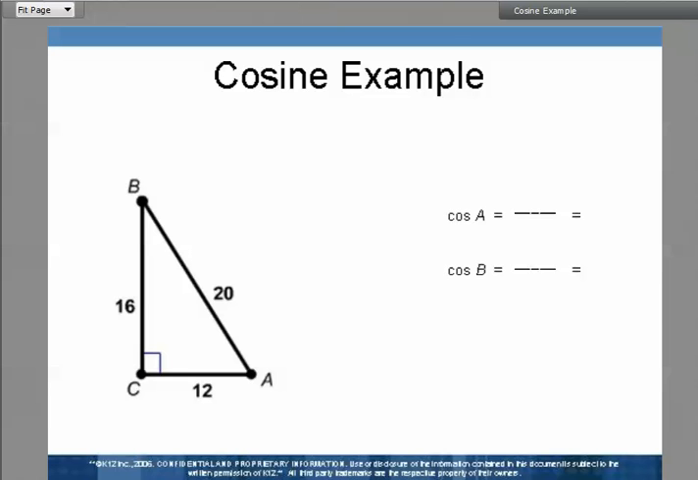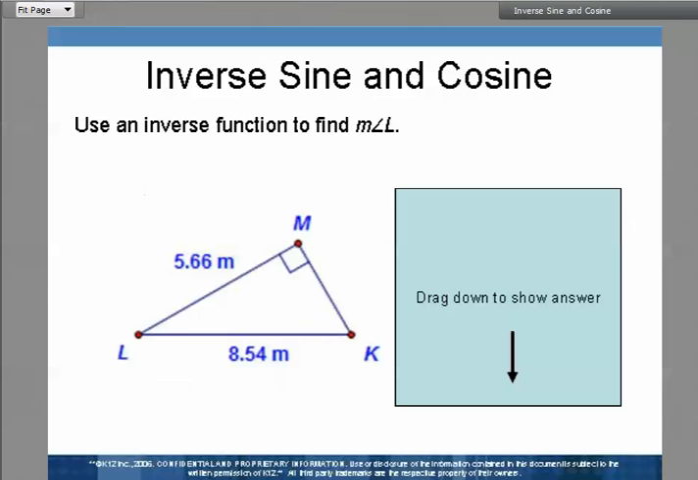Cosine of angle A. Cosine of angle A is going to be 12 over 20. Divide the 2 out and I get 6 over 10 or 3 over 5. Cosine of angle B is going to be 16 over 20. Take the 4 out and I get 4 over 5. Cool. This works pretty good. Now I'm going to do an inverse sine here just to show you how it's done. It's the way the inverse tangents are done too.